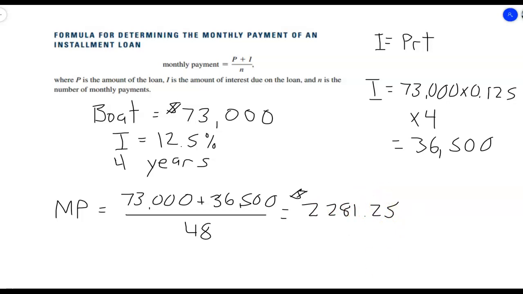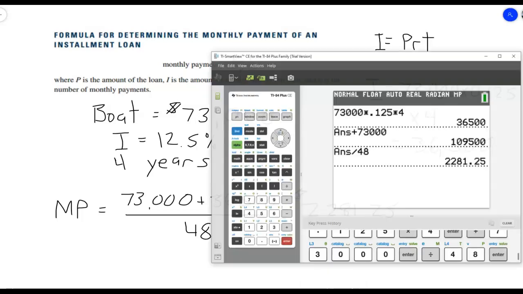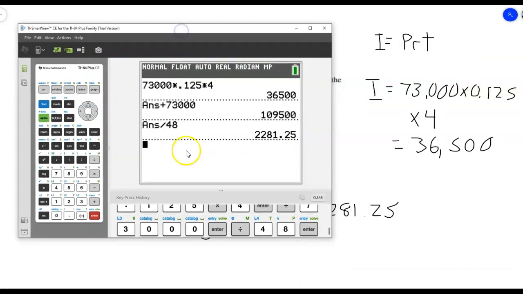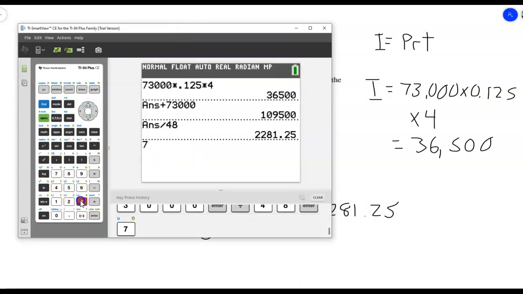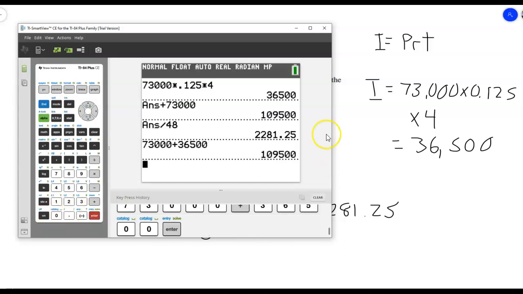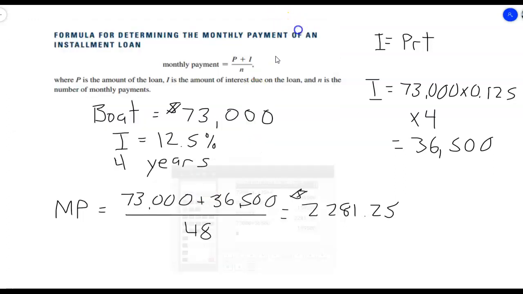Now let's see what is the total amount that we're going to be paying on this boat, and that's just your principal plus your interest. So 73,000 plus the 36,500, and so you're really spending almost $110,000 on this boat due to the interest rate here. All right, let's go ahead and move on and take a look at our next topic here.